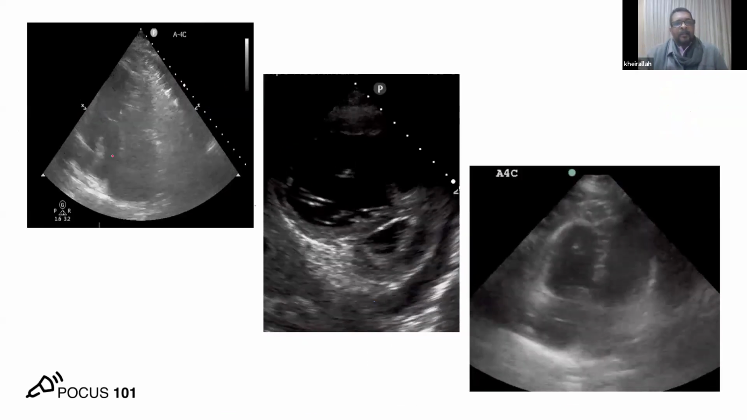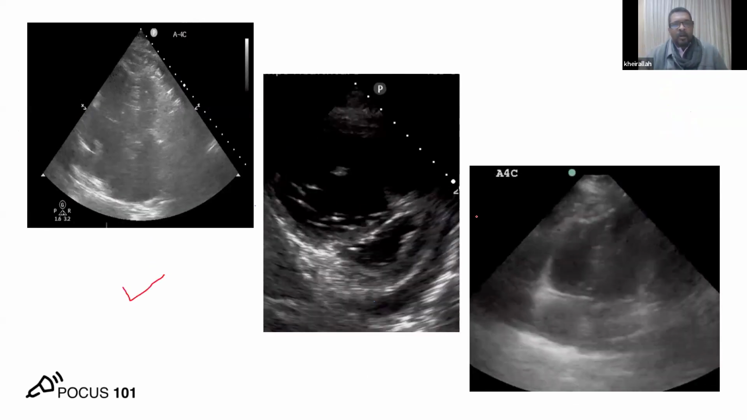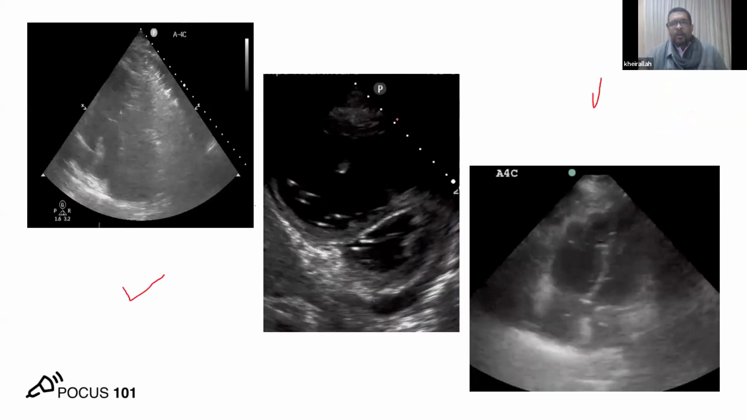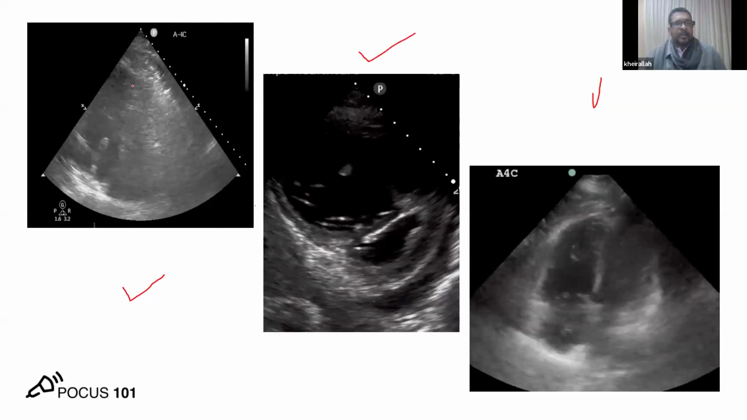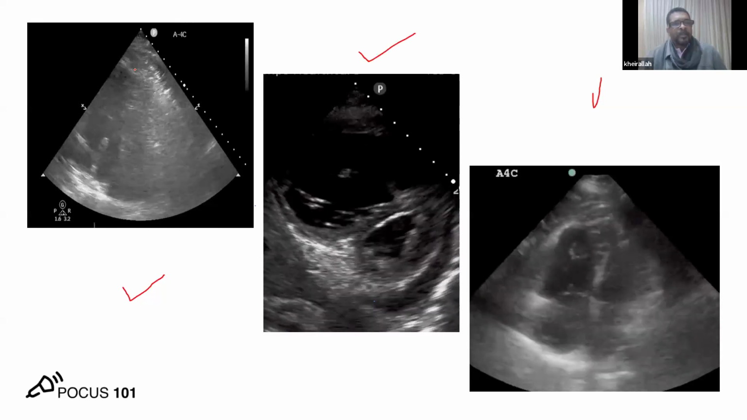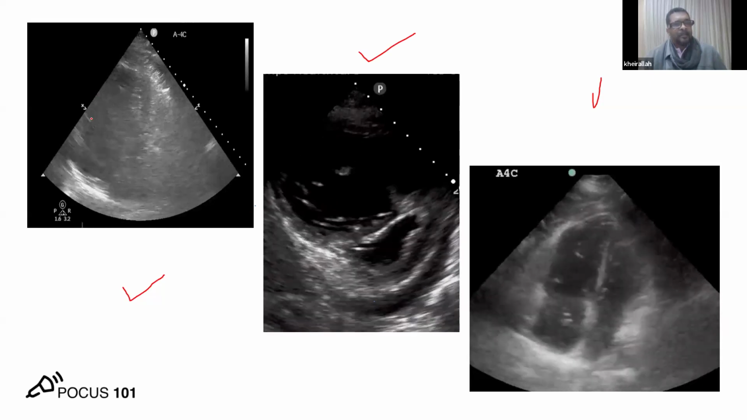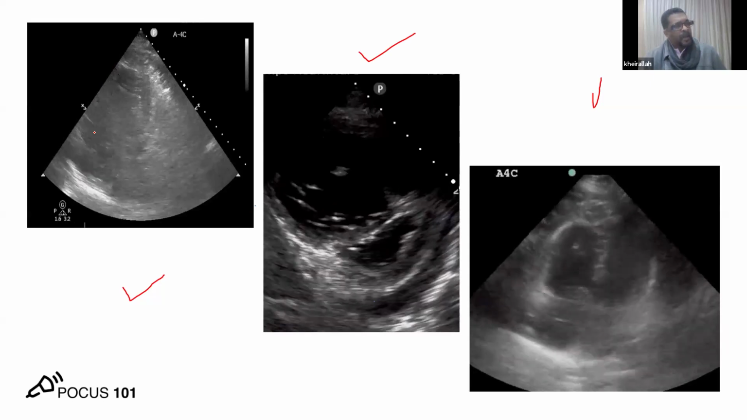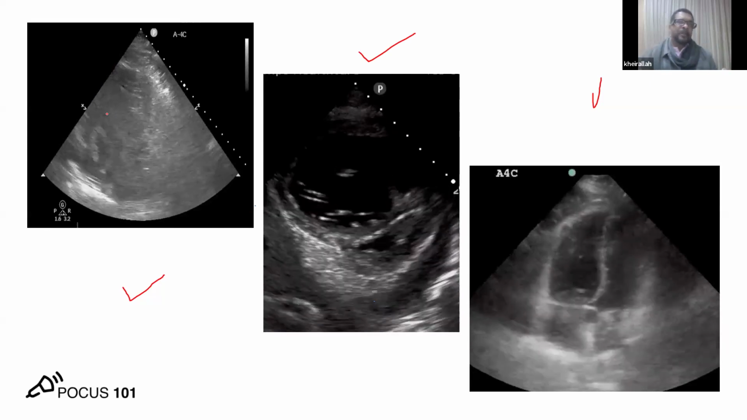If I look here, this is apical 4 and parasternal short axis. In this apical 4, the most striking feature is the dilated right side. Of course, the image quality isn't so perfect.